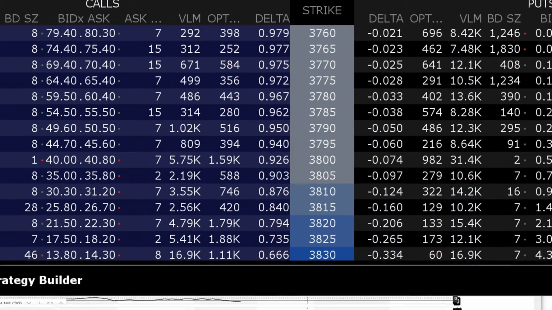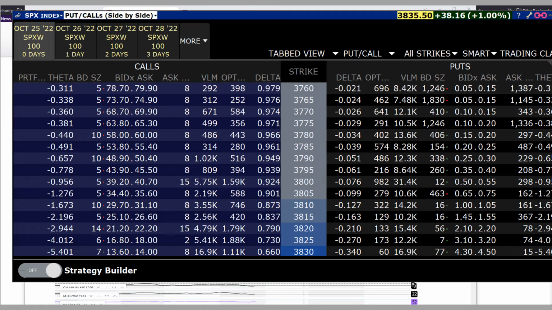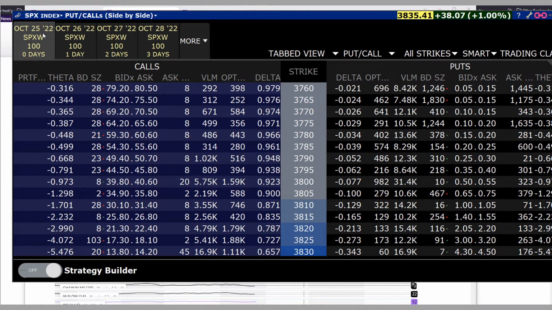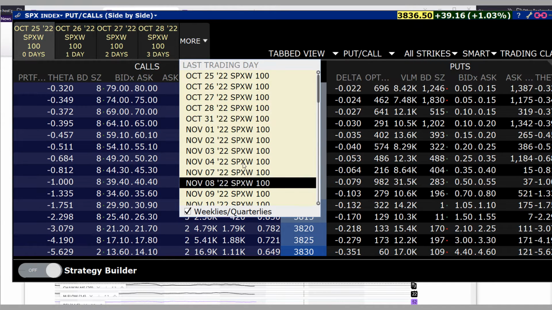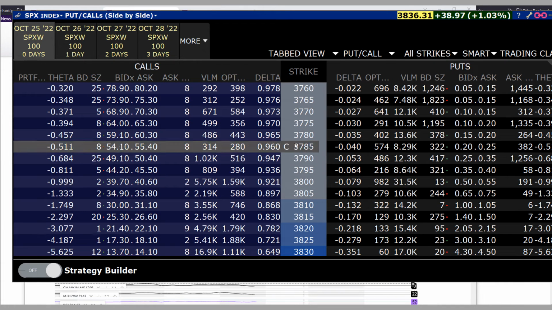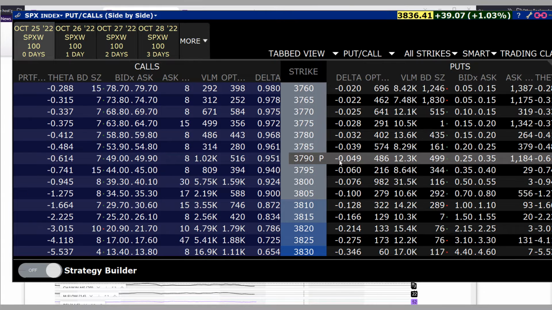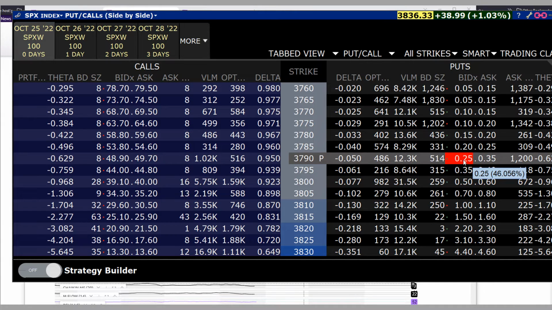So in Interactive Brokers, if you just type in SPX, it's the first one that comes up. It's the S&P 500 index, and this is for the options. As you can see, October 25th, 26th, 27th. So there's one expiration for every weekday. Now, the one I'm looking at is this one, 0 days. So 3790 is here. That's a 5 delta, and a 4.9 standard deviation. Okay, so I can make about 25 cents there.